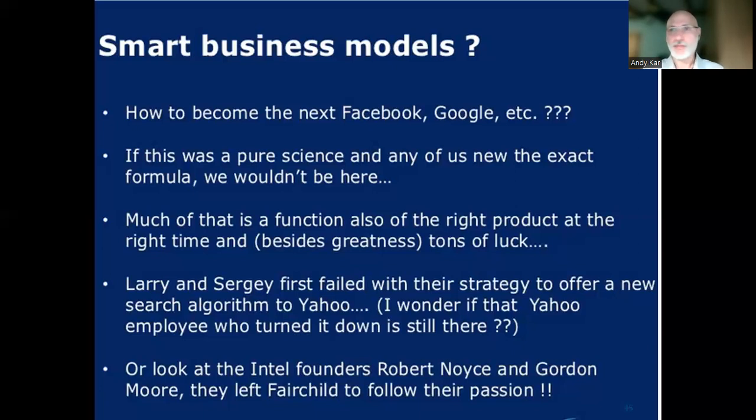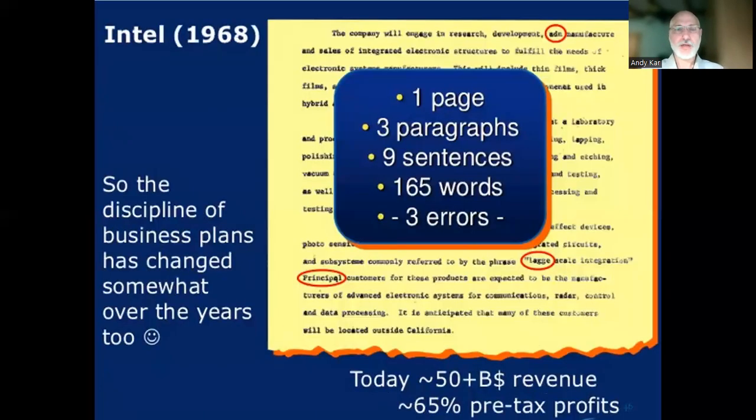Don't micromanage people, okay? We have Intel here, which is an example of how things start from something small and expand to something huge, okay? In the beginning, Intel had as its target with the typewriters, one page, the paragraph, 9 sentences, 165 words, 3 errors, okay. Nowadays, how many errors? 0. 0 errors, okay.